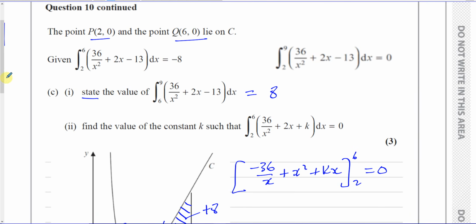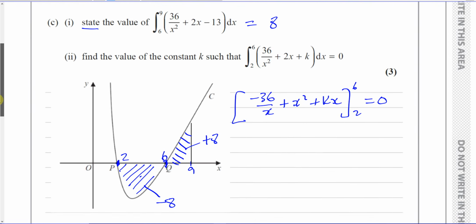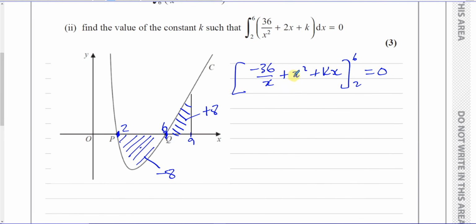So let's go ahead and solve. This is the integrated version of that, and we're going to substitute 6 and 2 into there. So you have minus 36 over 6 plus 6 squared plus 6k, minus, and you're going to have 2, so it's minus 36 over 2 plus 2 squared plus 2k, is equal to 0.